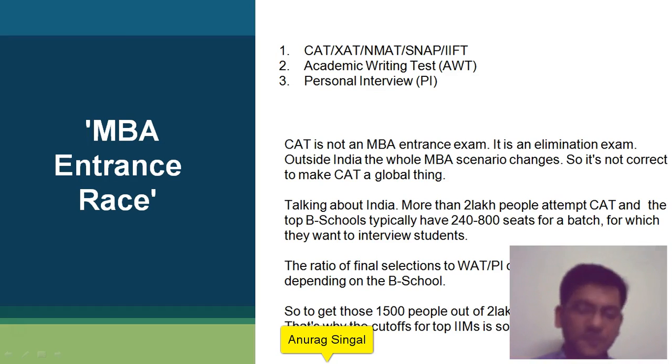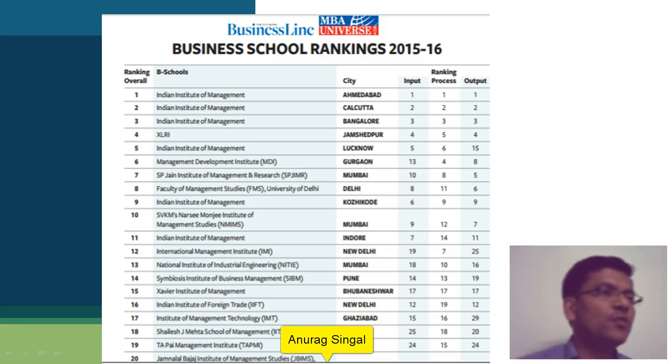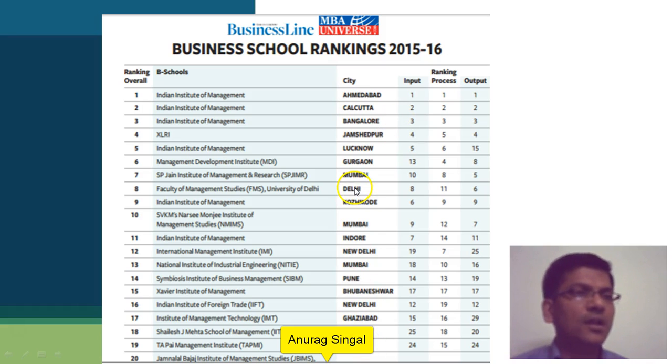And so the cutoffs for IIMs are actually so high. If you look at what are the best schools as per Business Today: IIM Ahmedabad, Calcutta, Bangalore, XLRI Jamshedpur, IIM Lucknow, MDI Gurgaon, SPJ in Mumbai, FMS Delhi, IIM Kozhikode, then Narsimhaji. These are the top 10, followed by a host of other colleges. So if you really want to get into these top 20 colleges: IIFT, IMT Ghaziabad, IIT Bombay, SIMB Pune, SIBM Pune, NITI Mumbai, IMI Delhi, TAPMI. So these are the real colleges in case.